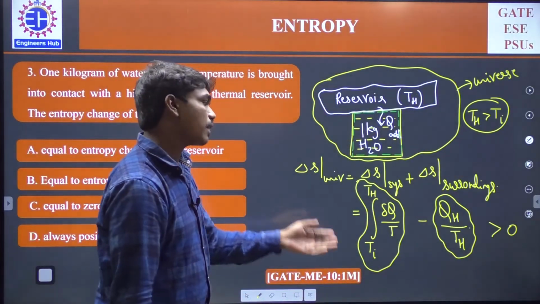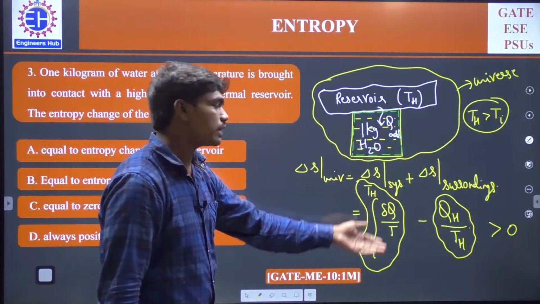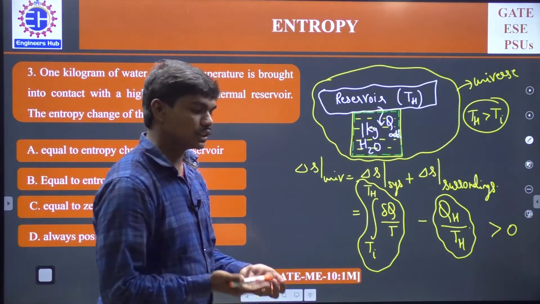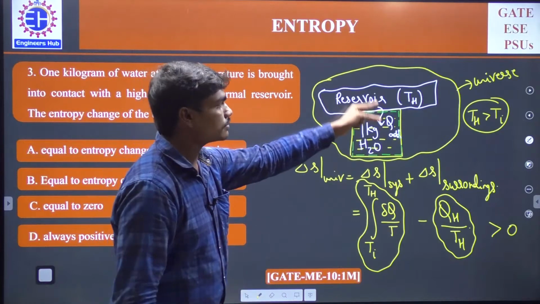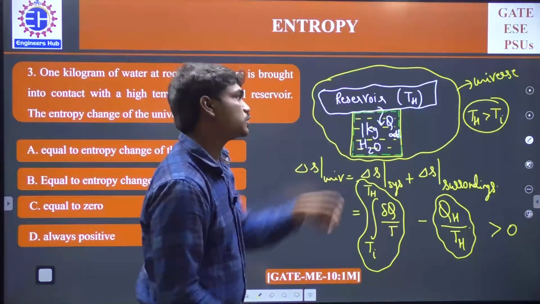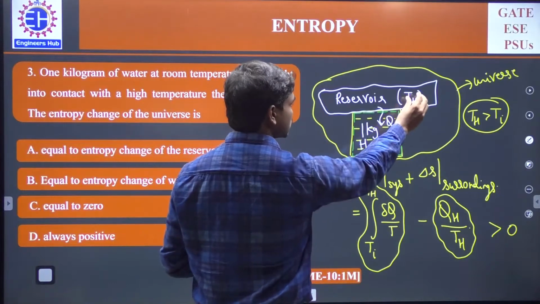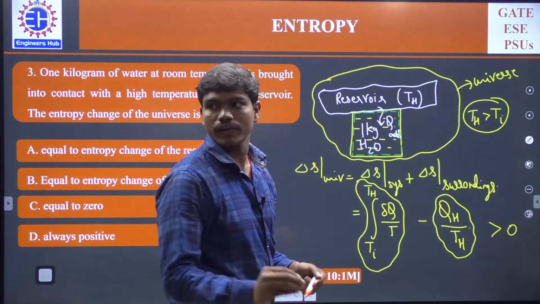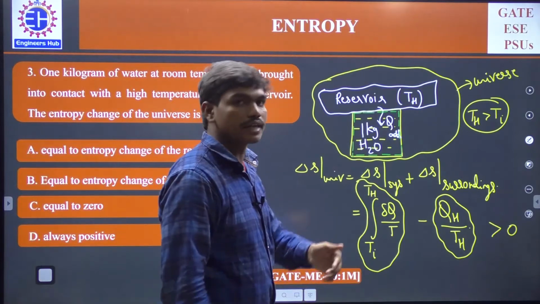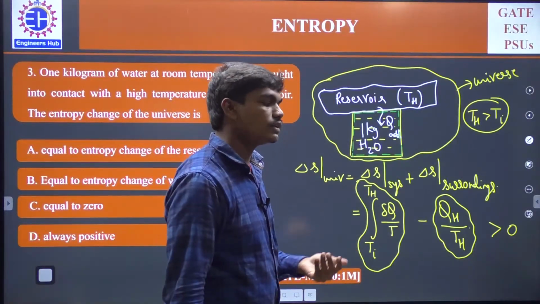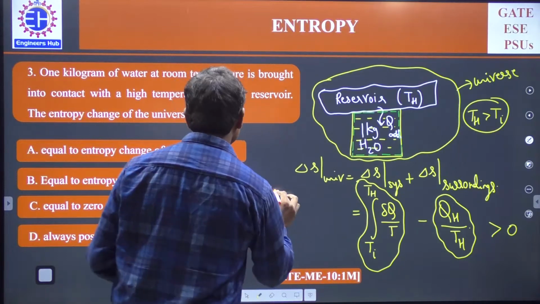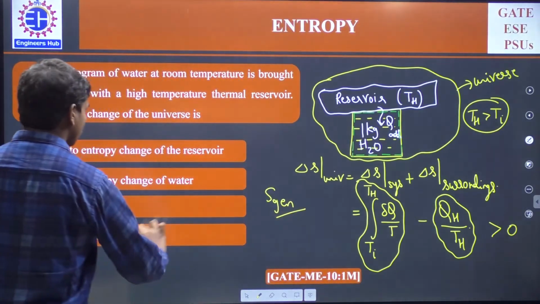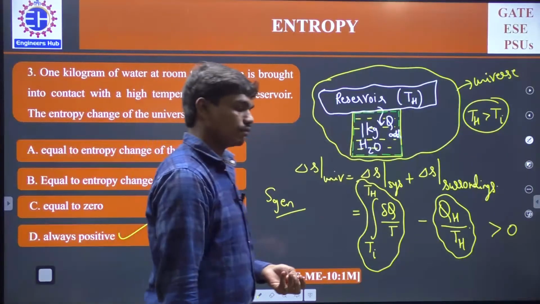Okay, if you apply minus mc ln T2 by T1 and compare the values, you get a positive value. And of course, it should be positive because heat is transferred across a finite temperature difference. The temperature of this water is not the same as this TH. Heat transfer across a finite temperature difference is always irreversible. When the process is irreversible, we always have S generation, which means this process will always have a positive change of entropy.